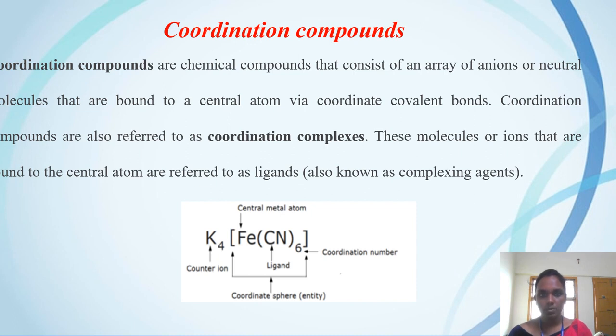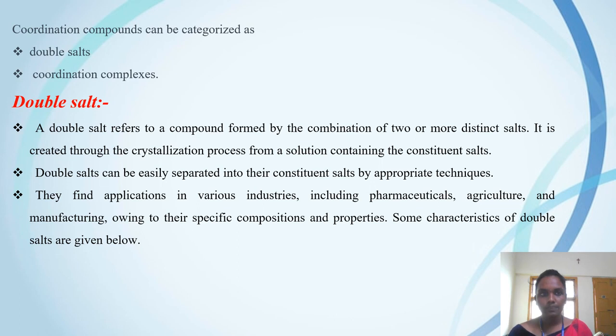Generally, coordination compounds are chemical compounds that consist of anions or neutral molecules that are bound to a central positive ion by coordinate covalent bonds. This is the way we represent coordination compounds diagrammatically. And next, they are classified into two types: double salts and coordination compounds.